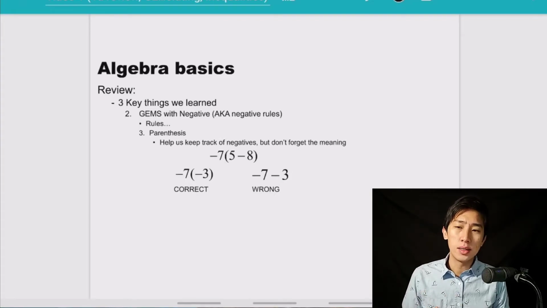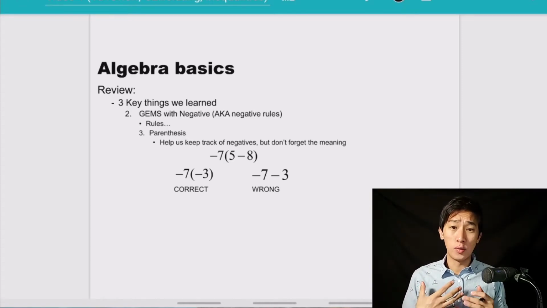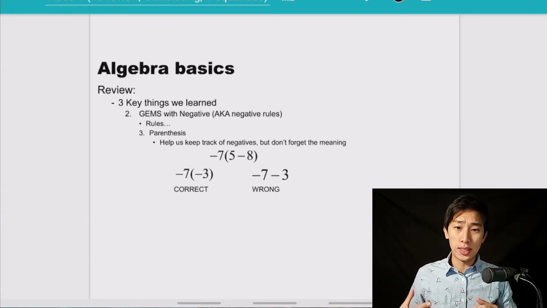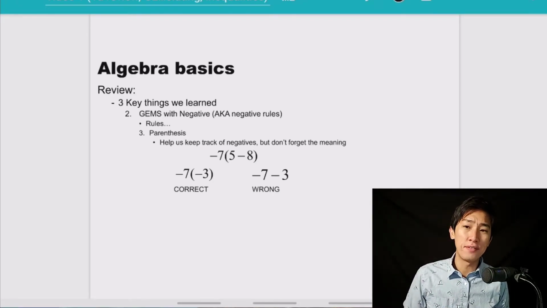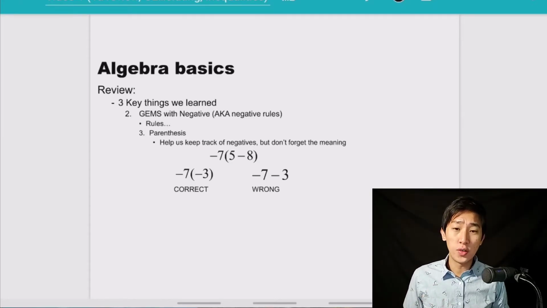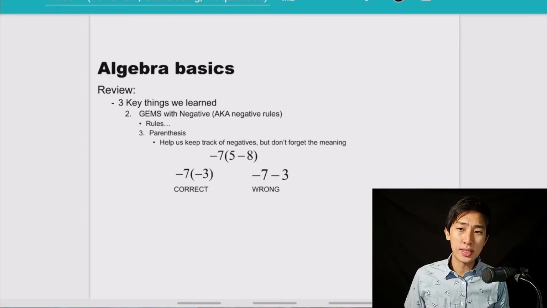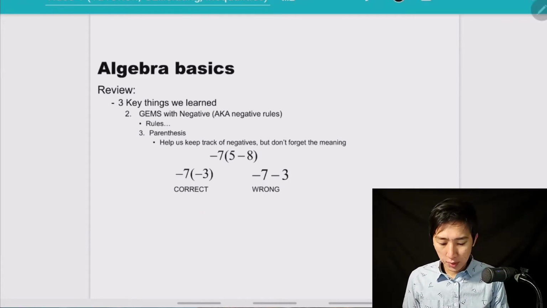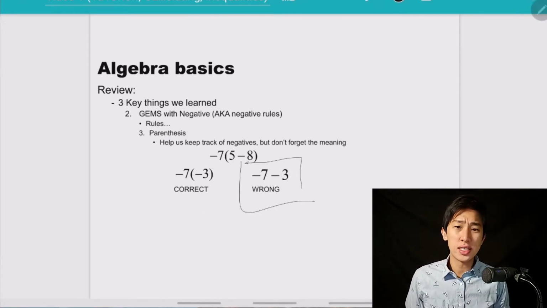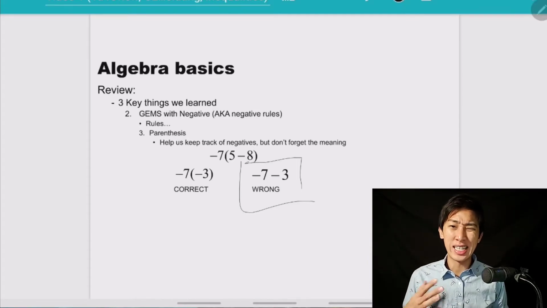Okay, finally, when we're dealing with parentheses, parentheses help us keep track of what our operations are, as well as help group our negatives. So for example, if I have a problem like negative 7 times (5 minus 8), we first focus on what's inside our grouping symbols. So we do 5 minus 8, which you guys should know is negative 3. So here we have negative 7 times negative 3. This is correct. However, this one is wrong. If we just drop our parentheses, it's easy to make it look like it's negative 7 minus 3.